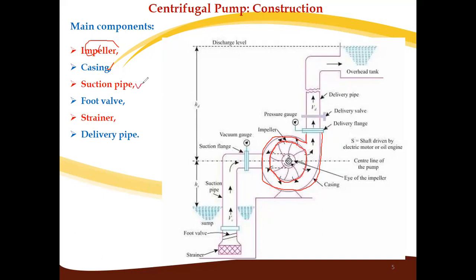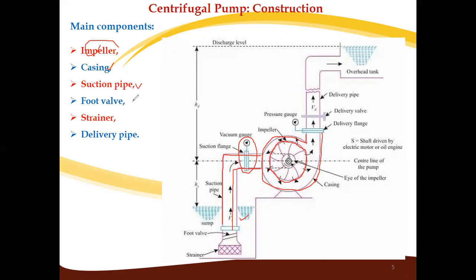Next, we have the suction pipe and suction valve. This pipe, from one end, is connected to the impeller and the other end is dipped into the water, or we can say the sump. That pipe is called the suction pipe, where the water flows into the impeller. This valve is called the suction valve, or a suction flange is there.